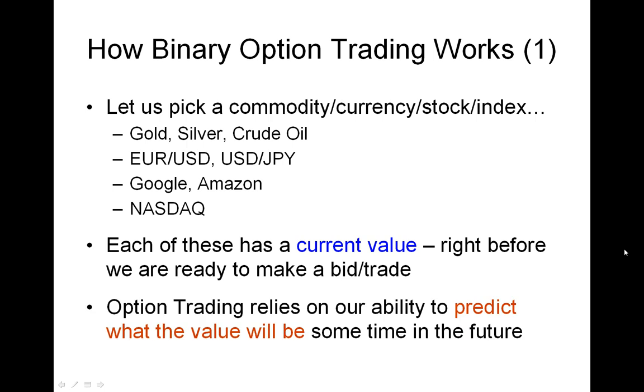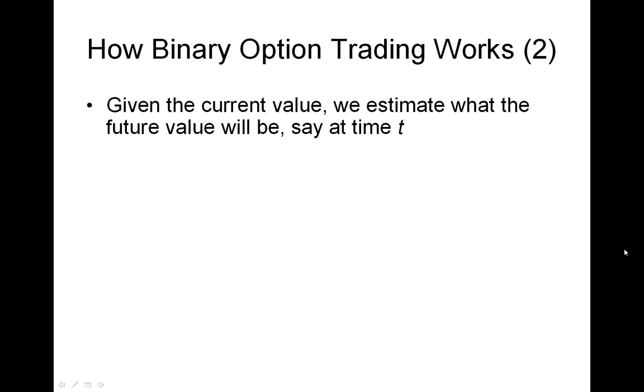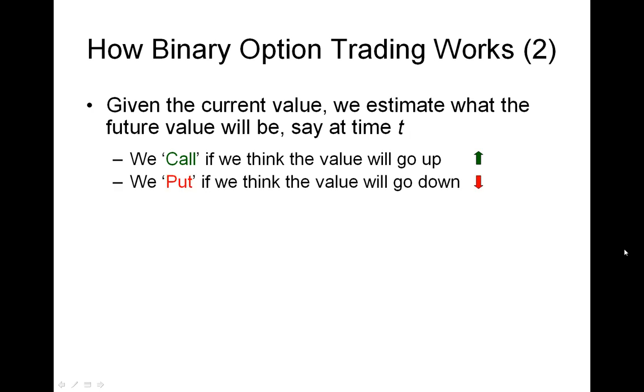Binary option trading relies on our ability to predict what that value is going to be sometime in the future. So given a current value, we estimate what that future value is going to be at a given time, say t. We call if we think the value is actually going to go up. So given the value right now, we call if we think that the future value is going to be greater than the current value.